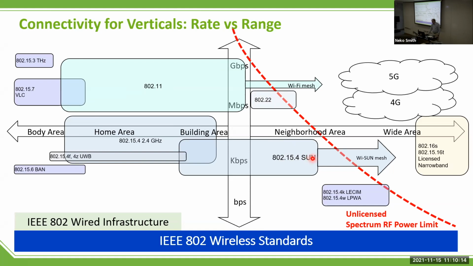The smart utility networks, the sensor networks, 802.15.4. And then 802.15 is now kicking off ultra wideband activities. We've got a couple of new projects in ultra wideband as well.